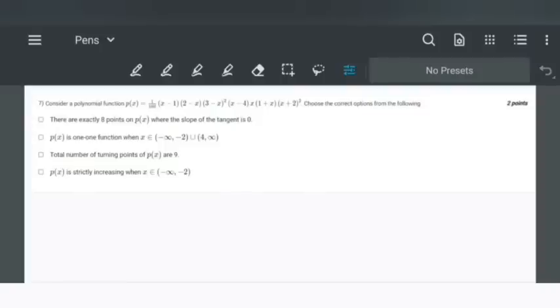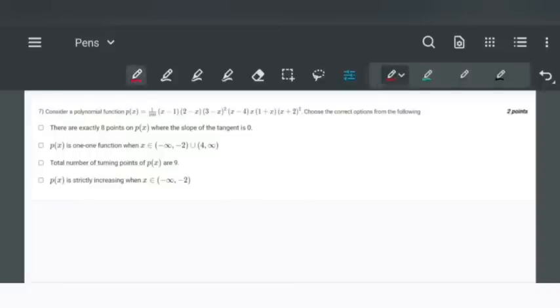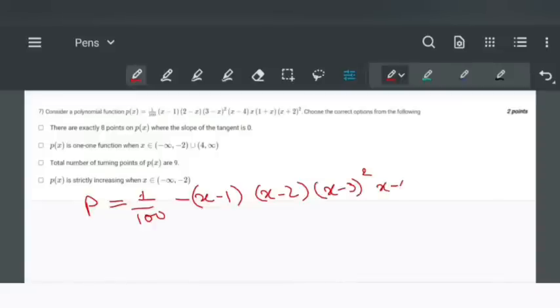So seventh question, consider a polynomial function given, choose the correct option. Again, by seeing the options we can say that we have to again use the wavy curve method. So let us write the polynomial as p(x) = 1/100 (x minus 1)(x minus 2), and taking minus 1 outside, (x minus 3) whole square, (x minus 4)(x plus 1) and (x plus 2) whole square.